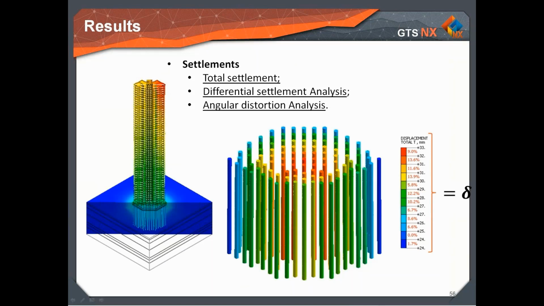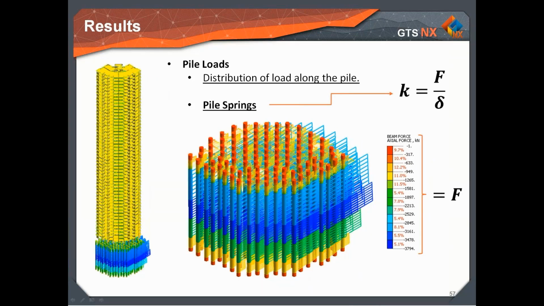Here in the presentation, we have called the settlement delta. In the next slide, we show the result of pile loads and the distribution of load along the piles. It is important to note that piles were located in different spots along the raft and have different loads acting. This can be evaluated through this analysis using the values of loads obtained for each pile, divided by the settlements for each pile.